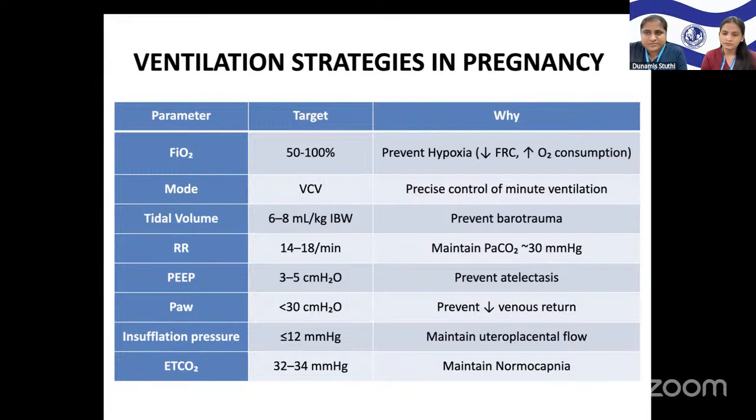This is so that it will prevent a decrease in the venous return. The insufflation pressures are to be maintained at less than 12 mmHg so that we can maintain the uteroplacental flow, and EtCO2 should be maintained between 32 to 34 mmHg, as we have to maintain normocapnia in pregnancy. What will be your mode of ventilation? The mode of ventilation will be volume control ventilation, ma'am, as it provides a stable minute ventilation and the PaCO2 levels will be monitored.